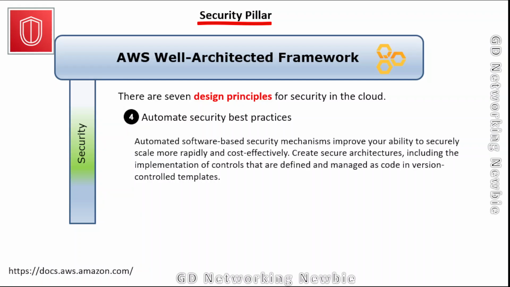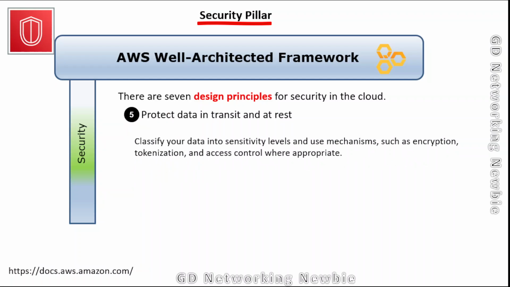Fourth one is to automate security best practices. Automated software-based security mechanisms improve your ability to securely scale more rapidly and cost effectively. So automating the security mechanism actually helps us create a secure architecture in a cost-effective way, including the implementation of controls that are defined and managed as code in version control templates.